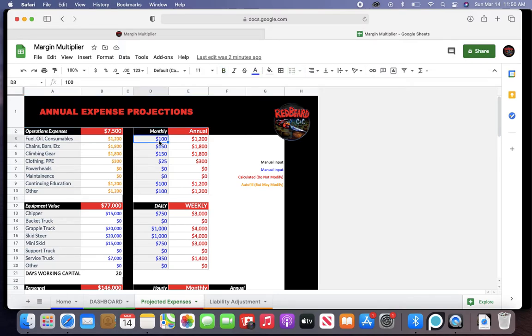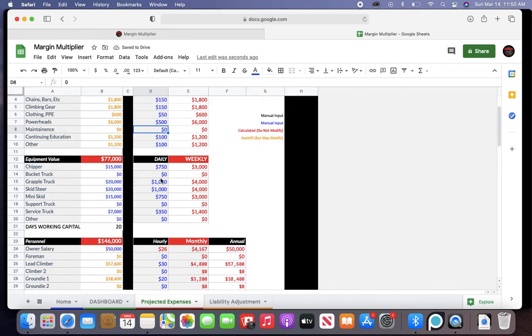Okay, so let's say my fuel and consumables for the month is 150. This is going to auto-calculate. So that calculates to 1800. That auto-populates right there. We'll do this again, okay? Let's go to clothing PPE. Let's say I'm going to spend 50 bucks on that. The price just went up to 600. Okay, now let's look at power heads. Okay, maybe you're buying a new chainsaw every single month. Okay, you're looking at $6,000 all year. Okay, so you can go right down the line here.